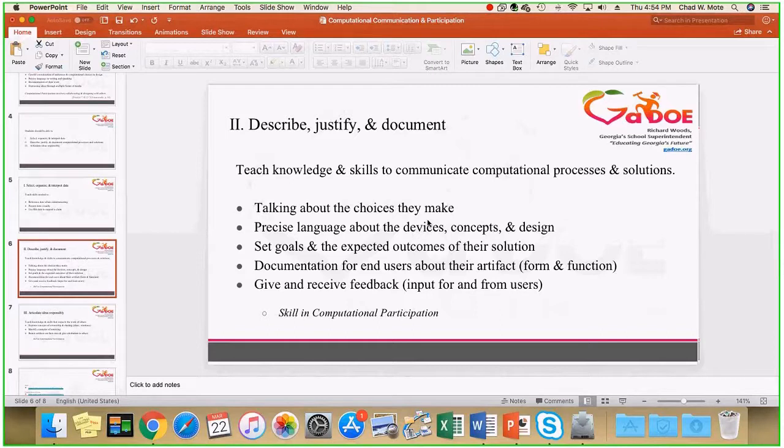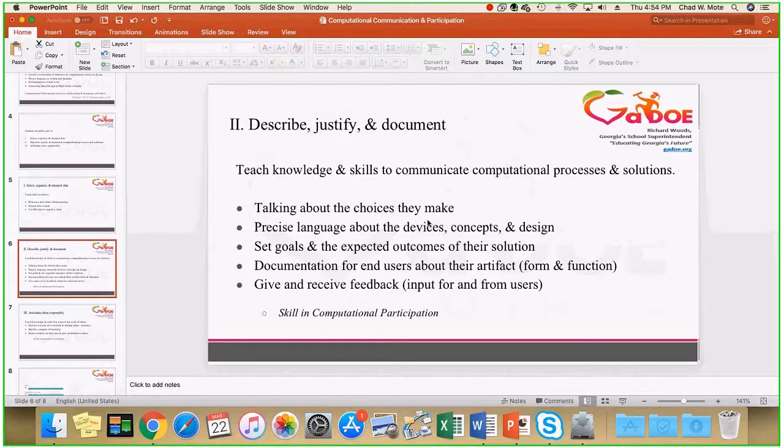And then teaching the knowledge and skills to communicate the processes involved in the design and the solutions. What do I expect this to solve? What am I trying to solve? And this is around being able to describe, justify, and document what's happening in my design and in my product.